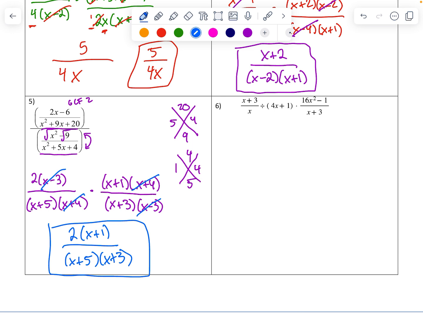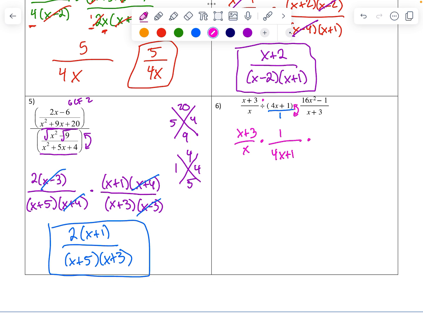Number 6 is a little bit different. So 6 has 3 parts. In the middle, we have a divided by. I don't like to have anything divided by, so I want to change that to multiply. If I wanted to make this a fraction, we can always put a 1 under something to make it a fraction. Because that's now a fraction, I can flip it over and change this to a multiply sign. So we'll be left with x plus 3 over x stays the same. I'm going to multiply by 1 over 4x plus 1. And I still have this times.